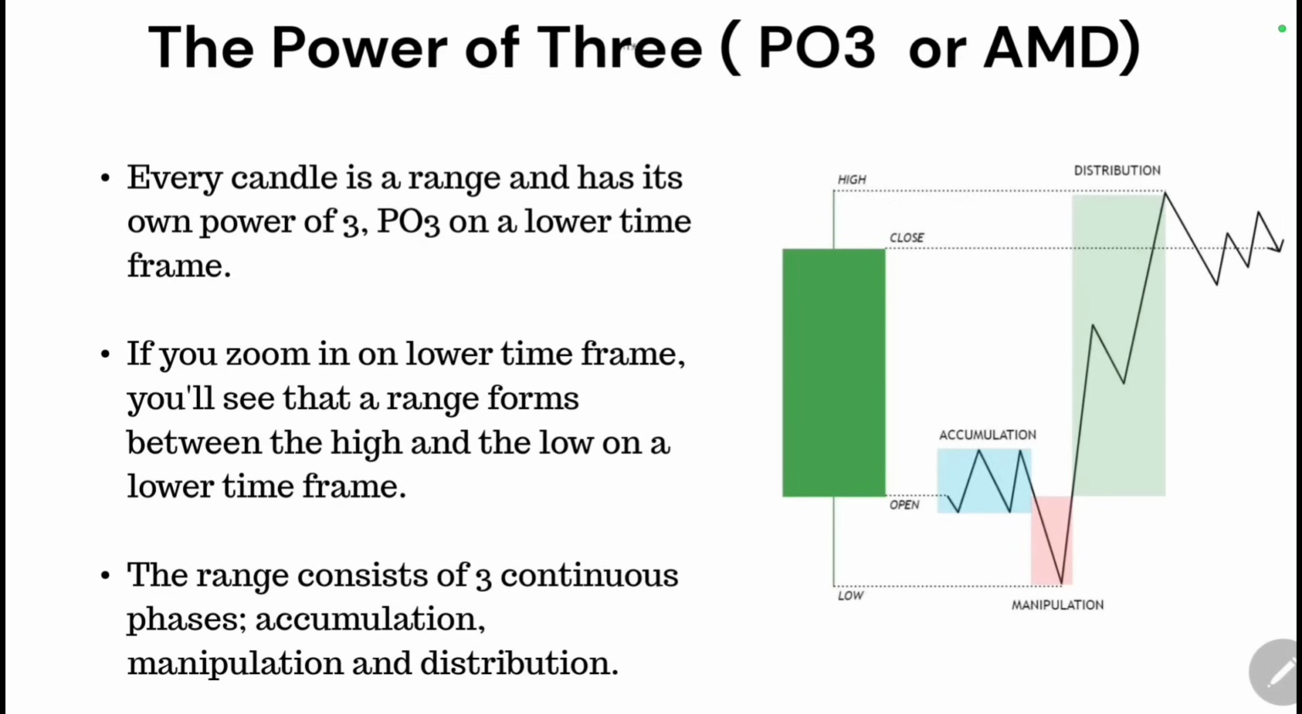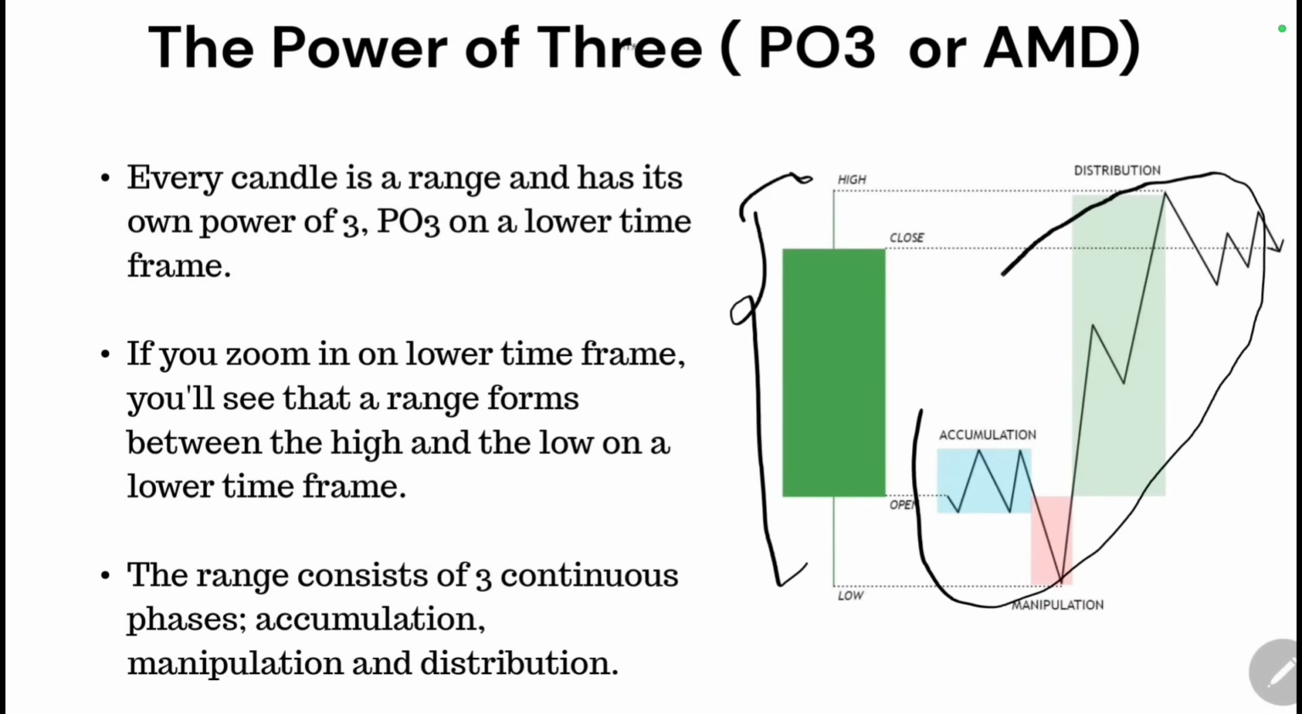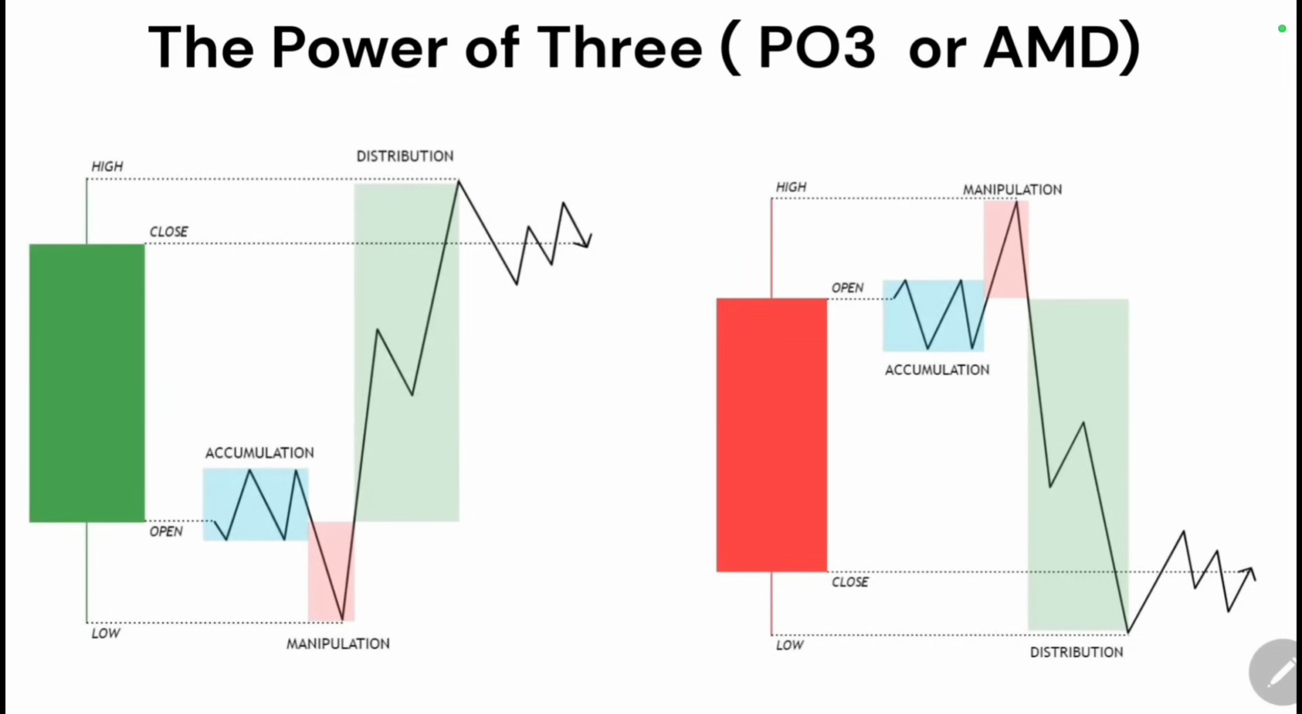Okay, and the range consists of the continuous phase of accumulation, manipulation, and distribution. A particular candle on a higher time frame, and this is the lower time frame range of the same candle. When you move to a lower time frame, this could be like a D1 or H4 or H1 time frame, and this could be like an M30 or M15 or M5. Okay, it's the candle range, and it consists of accumulation, manipulation, and distribution. And this applies to both the bearish scenario and the bullish scenario.